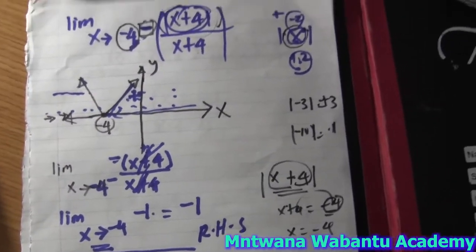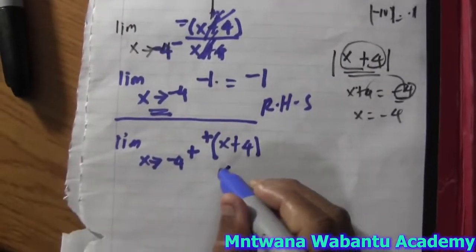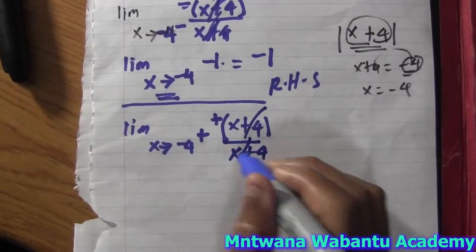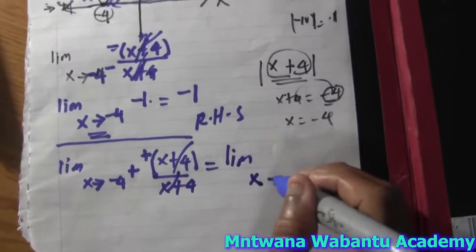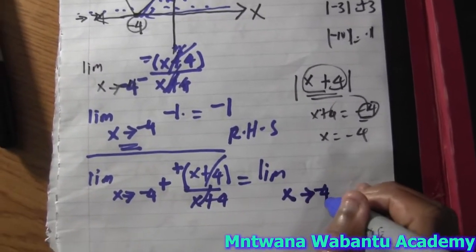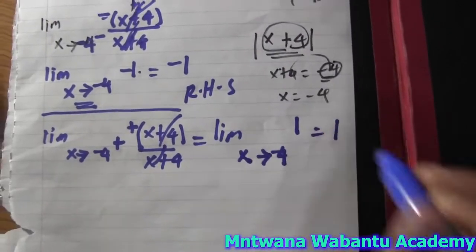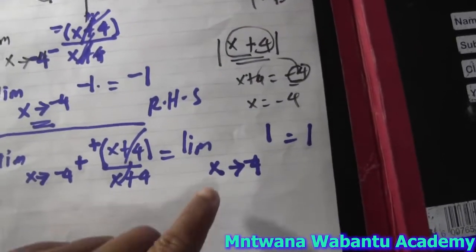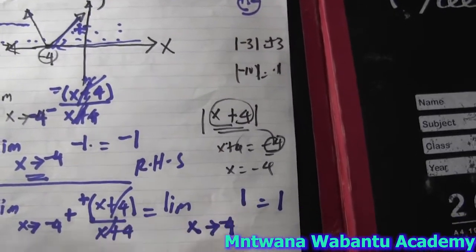Then at the denominator, we still have x plus 4. So this and this cancel. We still have our limit as x approaches negative 4, but here it's going to be positive 1. But the limit of a constant is just a constant, because there is no x here, so it's not going to have any effect.